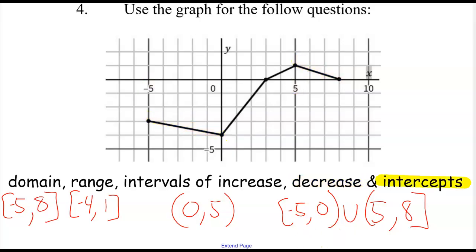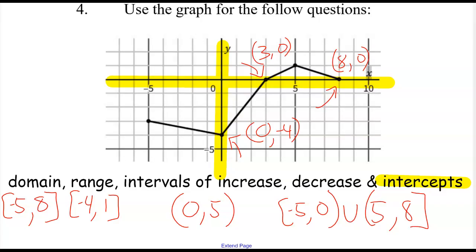Alright, now let's find the x and y intercepts. Where does it cross the x-axis and the y-axis? Cross here, here, and here. So we need those points. They are (0, -4), (3, 0), and (8, 0).